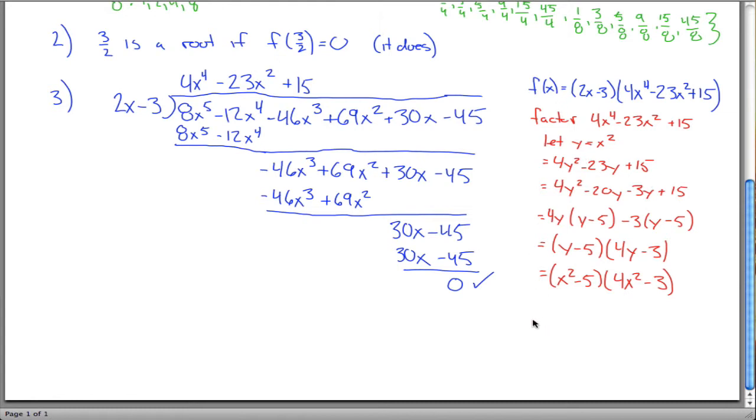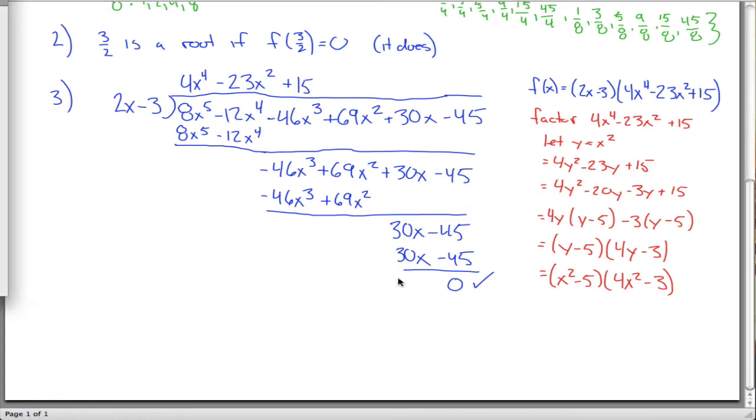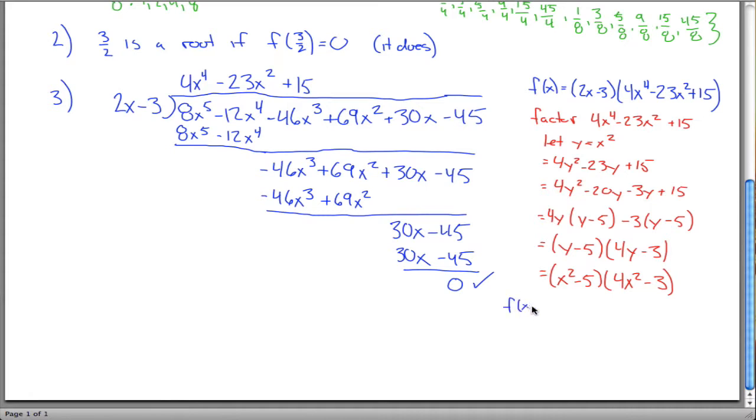So I've now factored f of x, so I can go back to blue here, I suppose. And I can say f of x is equal to 2x minus 3 times x squared minus 5 times 4x squared minus 3. So if I'm trying to figure out the roots, I set that equal to 0, and that tells me that either 2x minus 3 equals 0, x squared minus 5 equals 0, or 4x squared minus 3 equals 0. If I solve all of them, okay, 2x equals 3, so x equals 3/2.